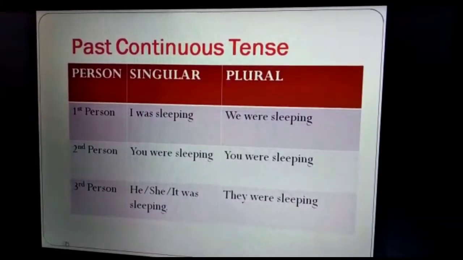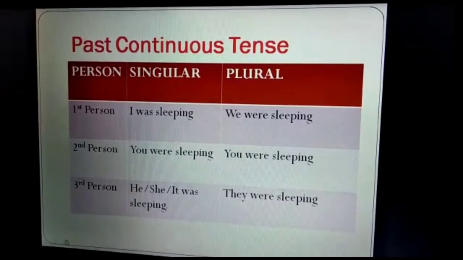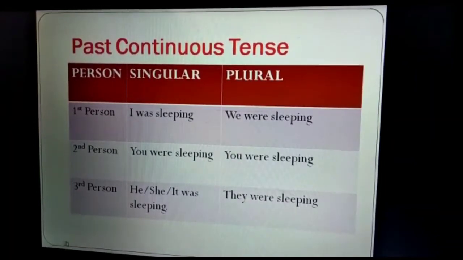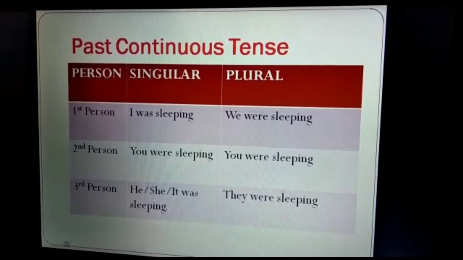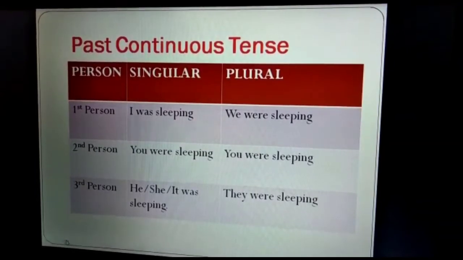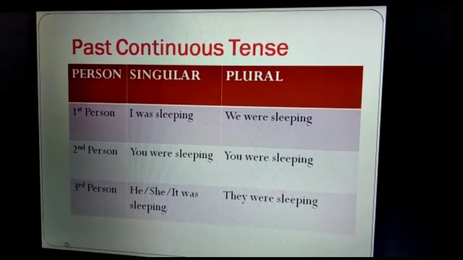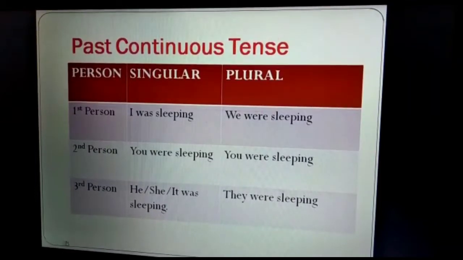Next we have past continuous tense and we have taken the verb sleep here and this is the form of past continuous tense. I was sleeping, we were sleeping, you were sleeping, and in third person singular number he, she, it was sleeping and plural number they were sleeping. This is the form of past continuous tense.